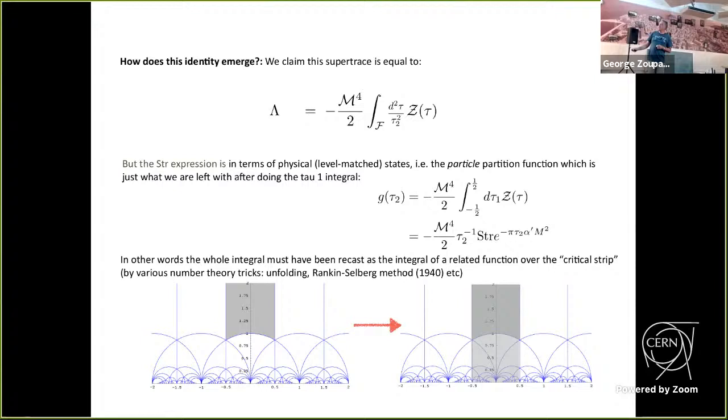So what you're doing is taking this fundamental domain and you're mapping it. And I don't know if you can see that this is a different color, but this strip between minus one and one all the way down to zero, we're recasting the integral into another integral, which is an integral over the critical strip, it's called. So that's the strip all the way down to zero between minus a half and a half. And there are various techniques that you can ask me about. Unfolding is the generic name for it, but the Rankin-Selberg method, for example.